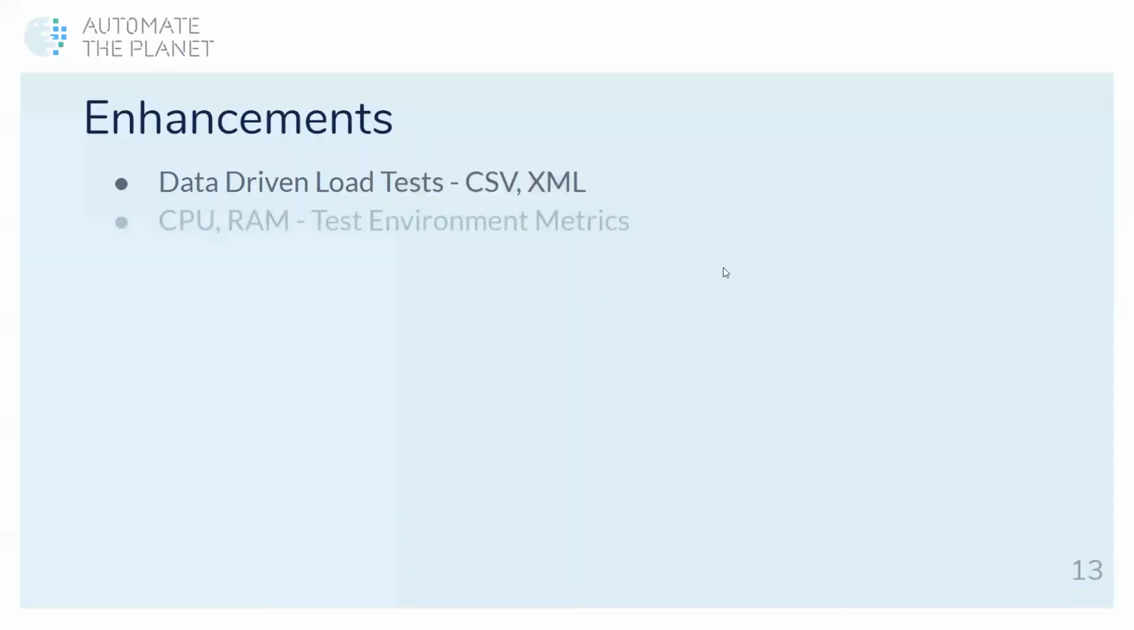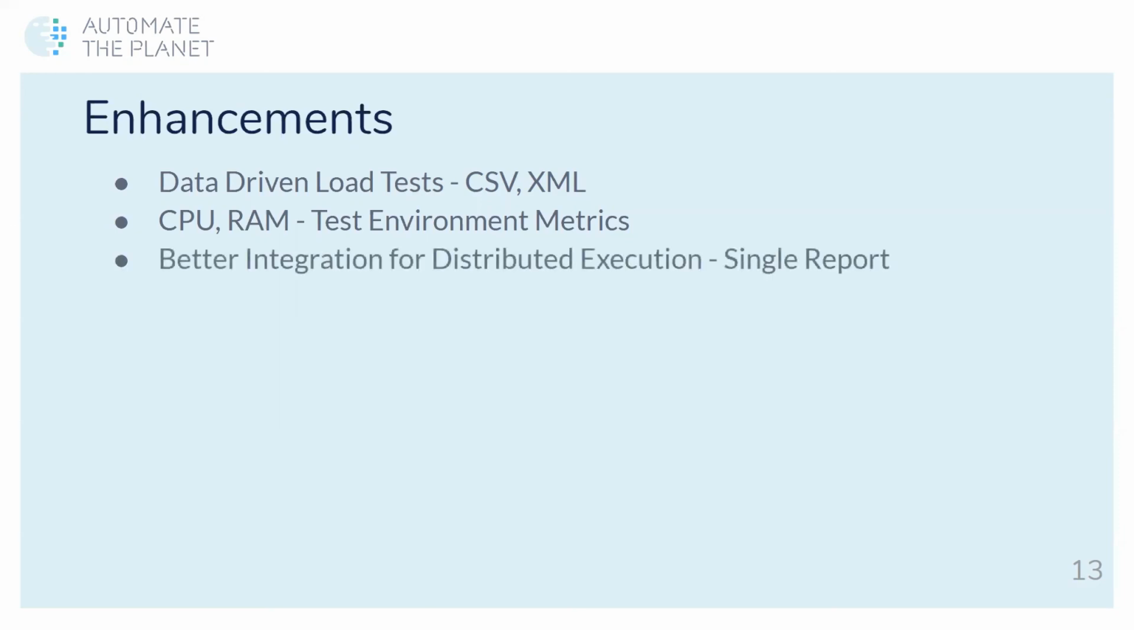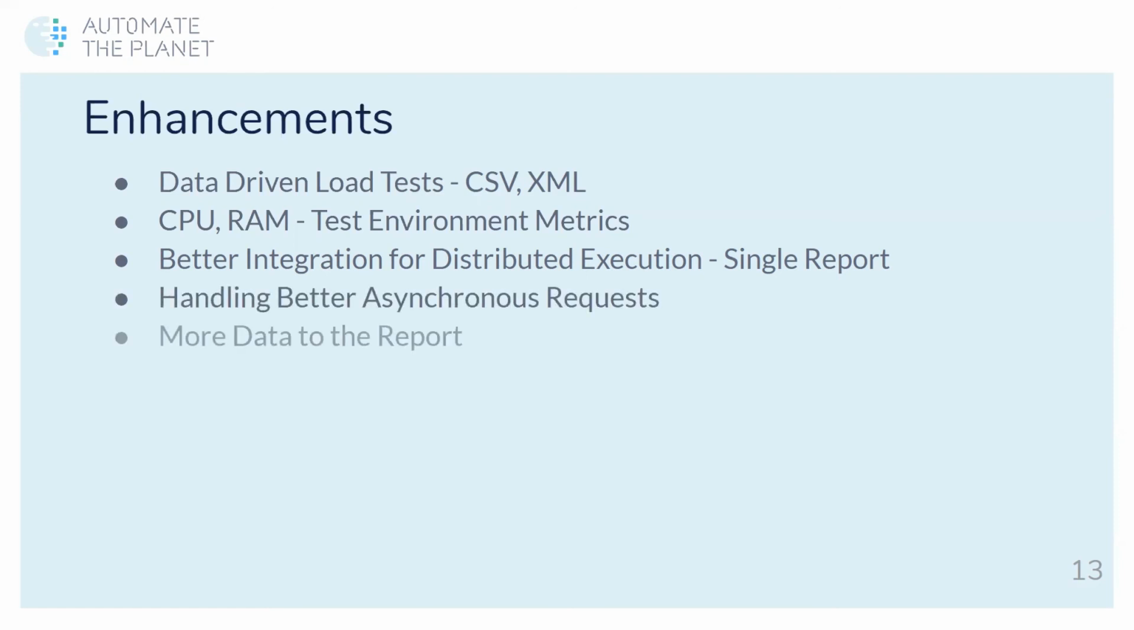This was the idea. Then maybe we can add some logic for capturing the CPU and the RAM and some other metrics, and then add them to the report, because this is important. Maybe there can be a better integration for distributed execution, for example, integrating this in a distributed runner like Mesos. And maybe we can add some more data to the report.